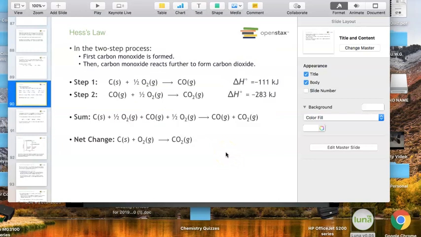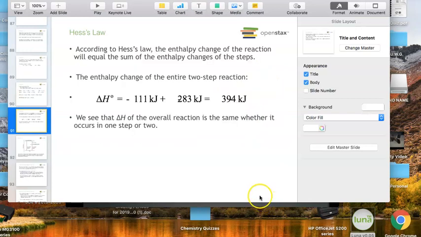All you have to do then is add up your standard enthalpy changes. According to Hess's law, the enthalpy change of the reaction will equal the sum of the enthalpy changes of the steps. If I add up each step, and that should be a negative right there. I tried to change it, but couldn't because it's a picture. Add these two values together, and it gives you negative 394 kilojoules. We see here that the change in enthalpy of the overall reaction is the same whether it occurs in one step or two.